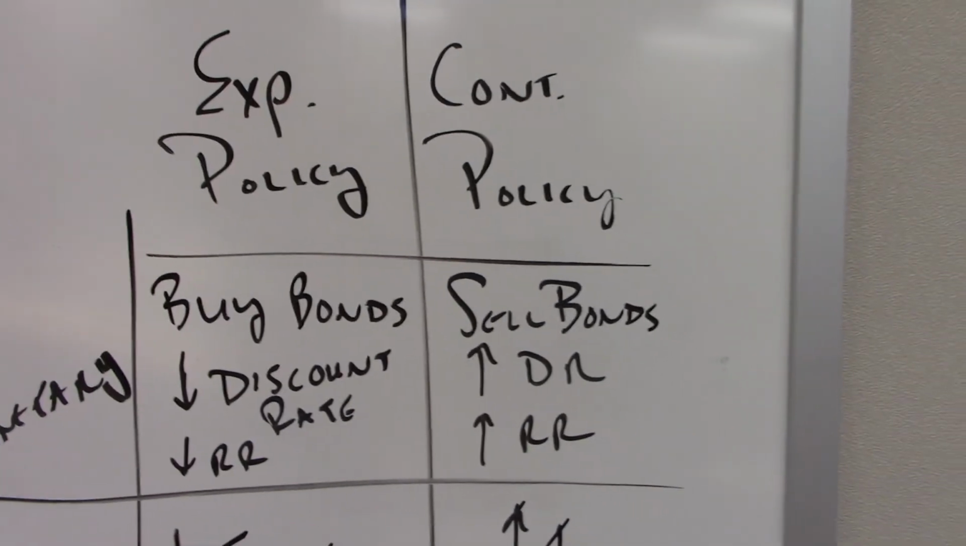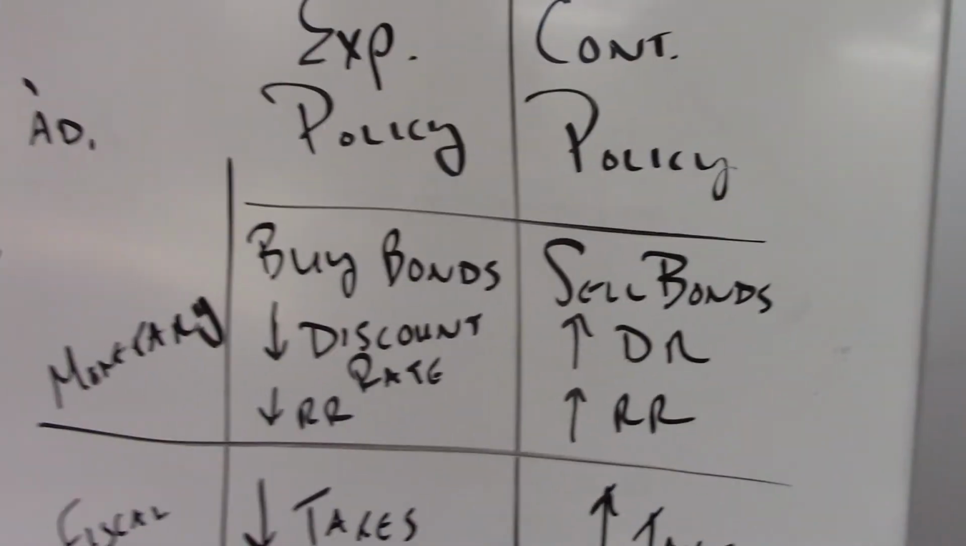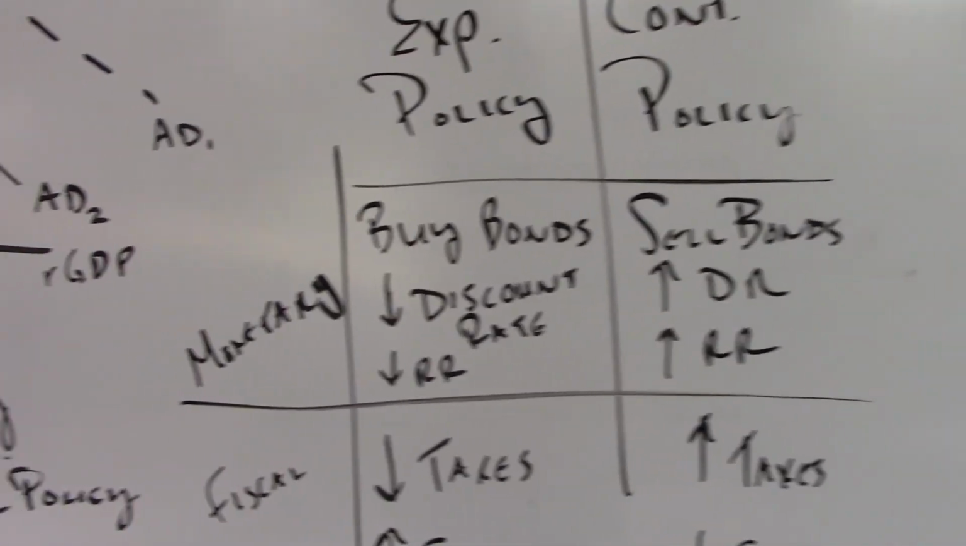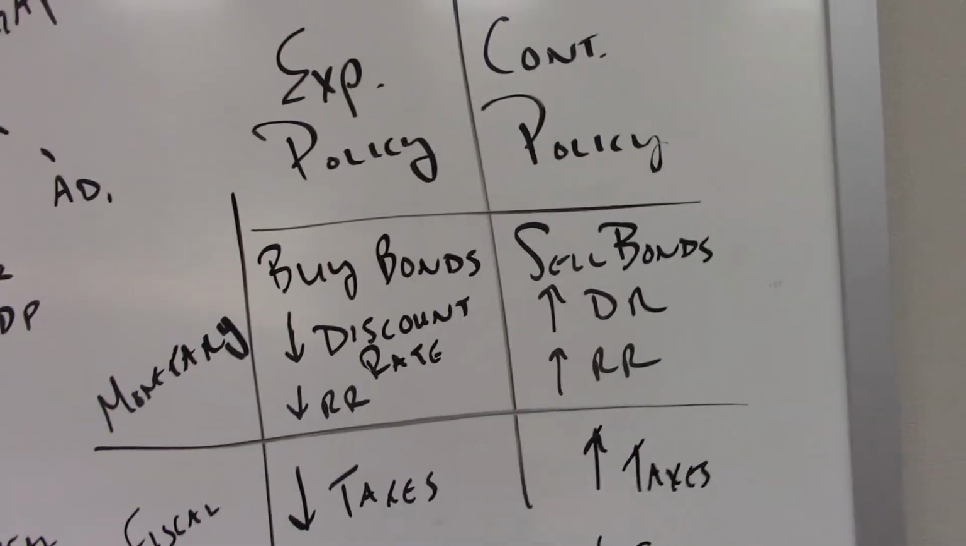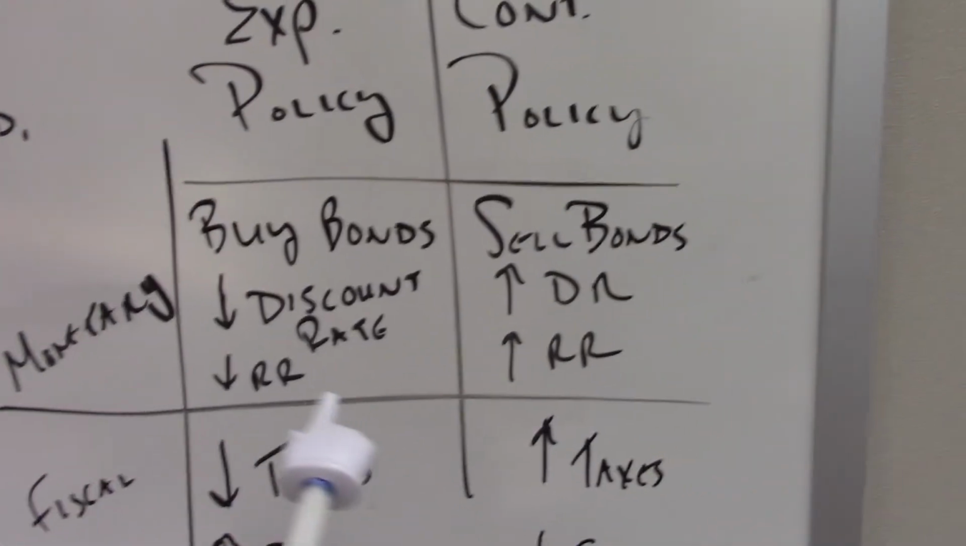Let's do monetary first. And I'm going through this really quickly. You can go online because on Canvas I included the PowerPoint, so you can look at it and take a little bit longer.